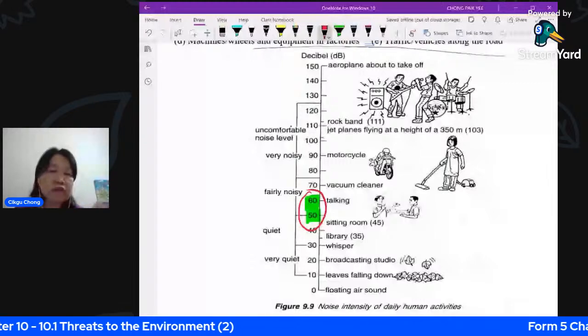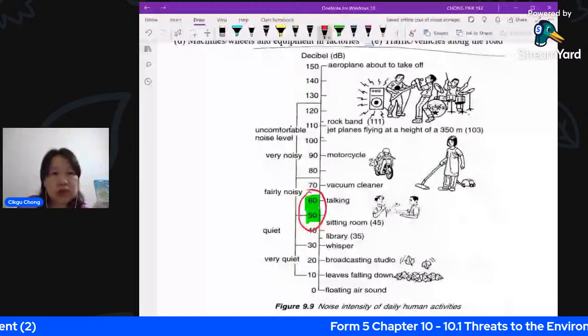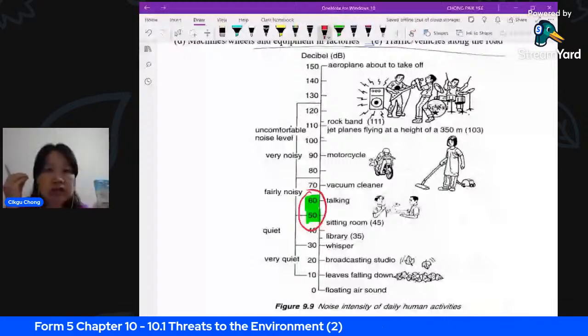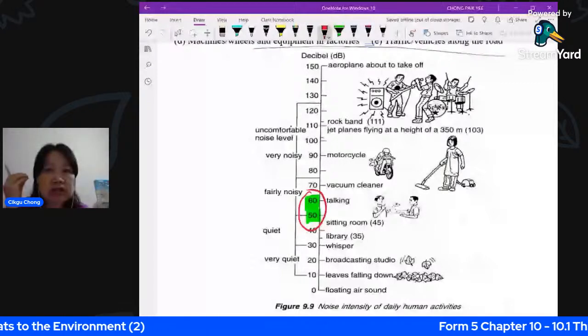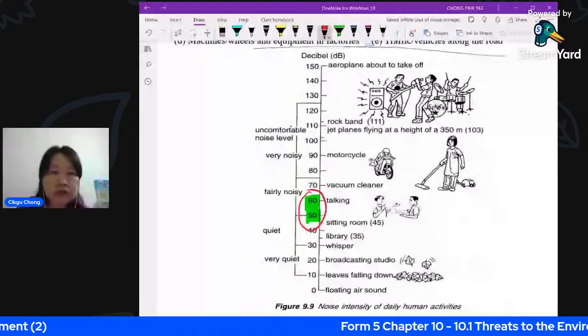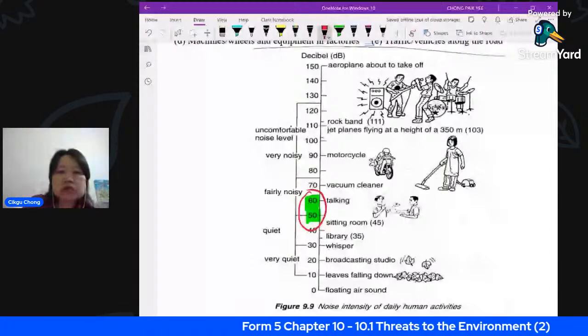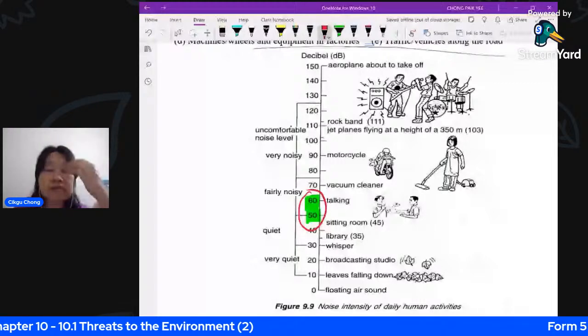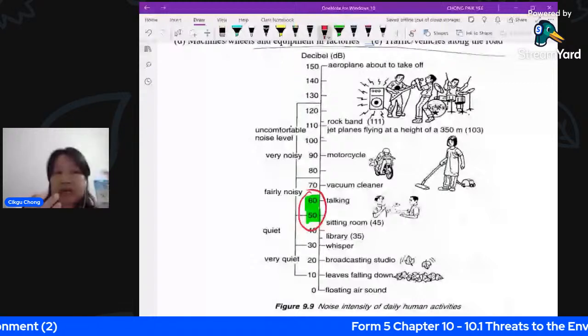Now, what are the effects of noise pollution? First of all, it damages your ears. You may have hearing problems. Very loud noise, extremely loud noise, can puncture your eardrum. That causes deafness. And headaches: some people will have migraine or headache when they hear loud noise. It's like mentally you're affected.